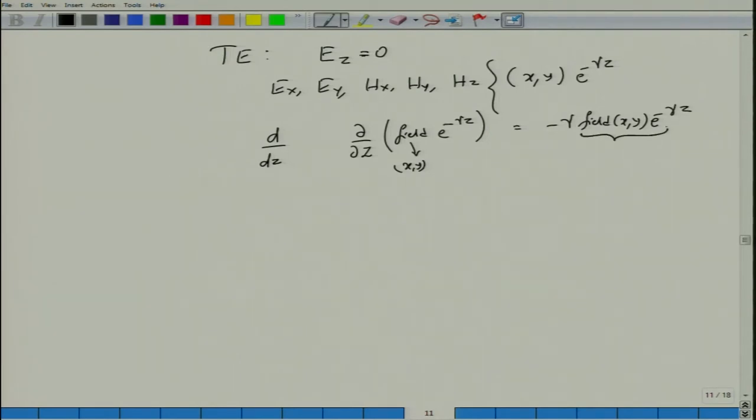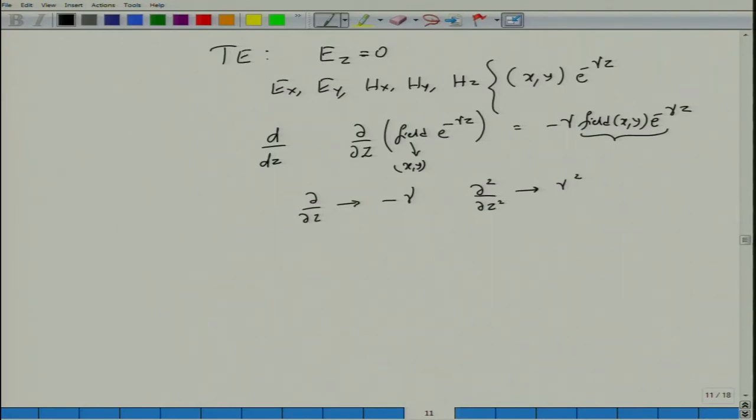So this is the original field component that we looked at as a function of x, y and z, but because del by del z is there, it would pull out minus gamma and you get minus gamma times the field quantity. So I can replace wherever in the curl operations or any of the other operations del by del z with minus gamma. I can also replace del square by del z square with gamma square, obviously, because gamma will be pulled out twice from the differential. So that would be minus gamma into minus gamma, which becomes gamma square.